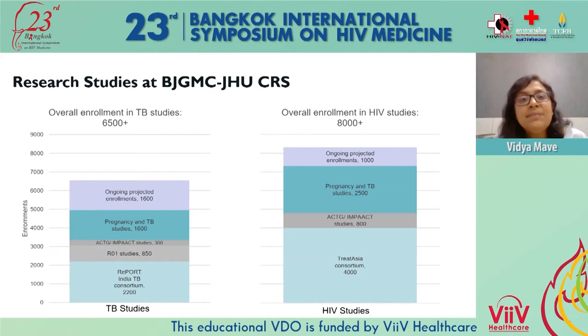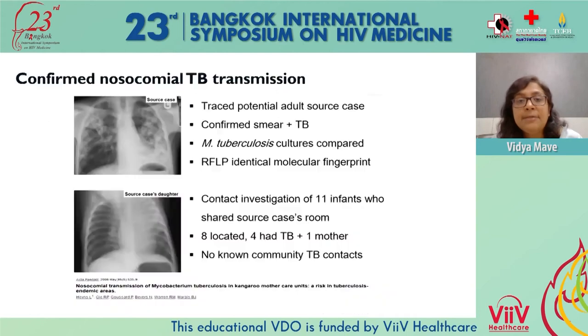So as a glimpse of our research studies, we have over the last at least 5 years enrolled about 6,500 TB cases, including pregnant women, and then overall about 8,000 HIV positive participants in various studies, including being part of a Treat Asia consortium.